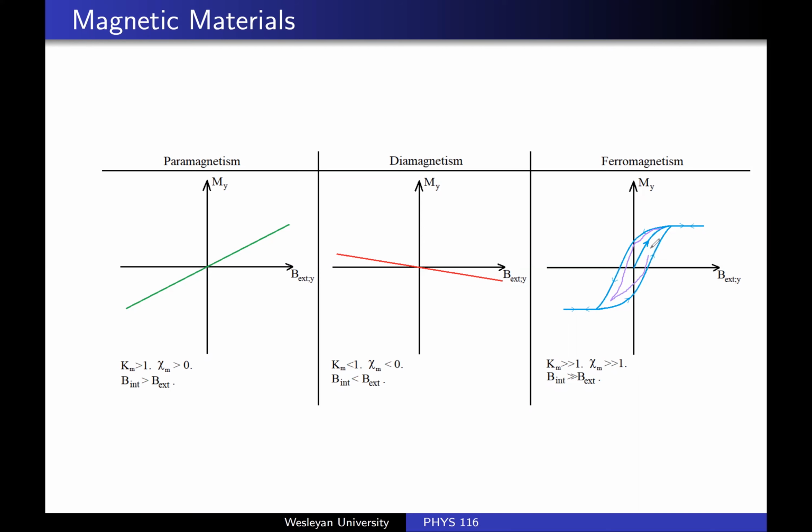So we repeat a smaller curve and then yet a smaller one. And each time we see this hysteresis lag, but eventually we can shrink the curve until it reaches the origin.